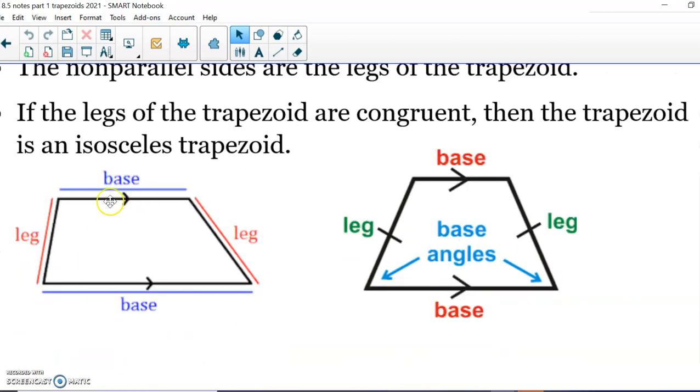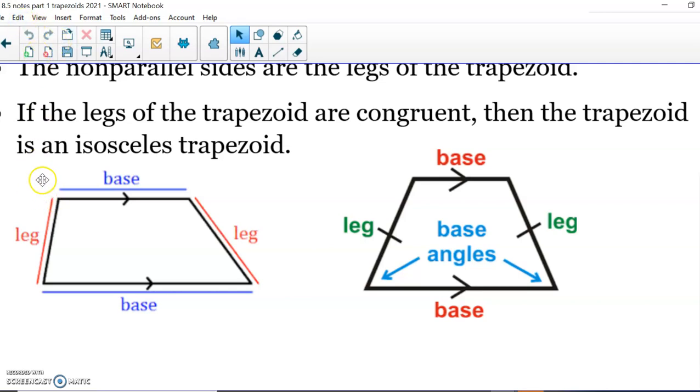So our quadrilateral has one pair of parallel sides. The other sides are not parallel. If the other sides were parallel, then we would have a parallelogram. The sides that are parallel we call our bases. The sides that are not parallel we call our legs. Okay? So what's special about a trapezoid?